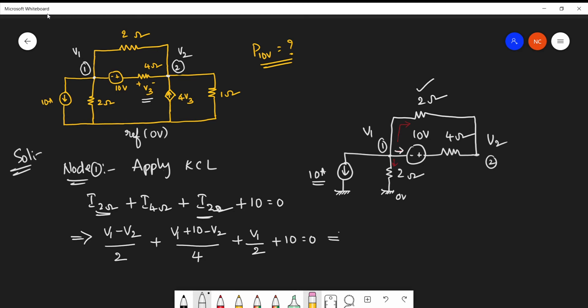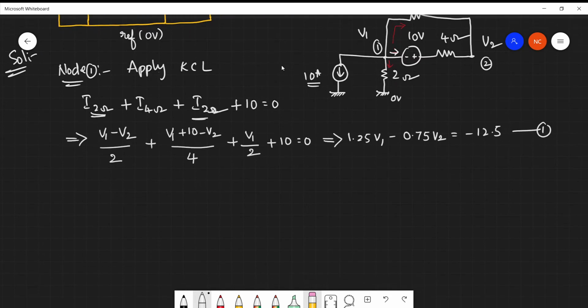So V1 by 2 plus 10 equal to 0. If we solve this particular equation, we get equation 1, which is 1.25 V1 minus 0.75 V2 equal to minus 12.5. This is equation 1. So let us take node 2.